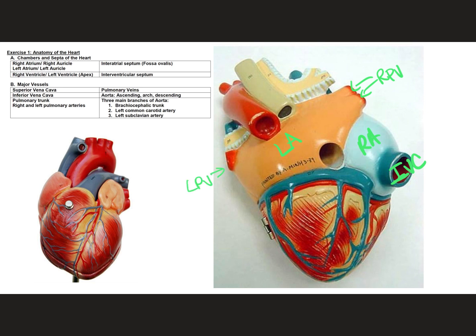Okay, that should cover the chambers, the septa, and the major vessels of the heart. Do let me know if you have questions.